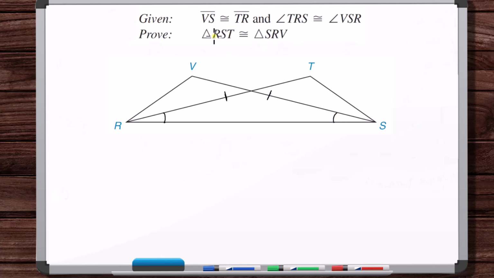So now show that triangle RST is congruent to triangle SRV. Once again, these two sides are congruent, and so now we could use side, angle, side to show this congruence.